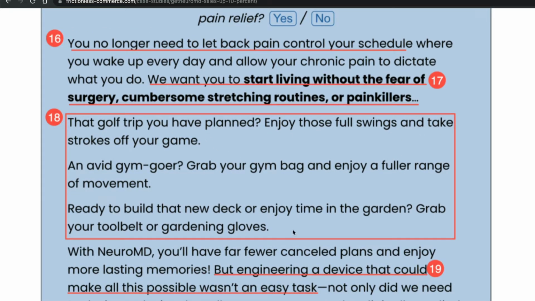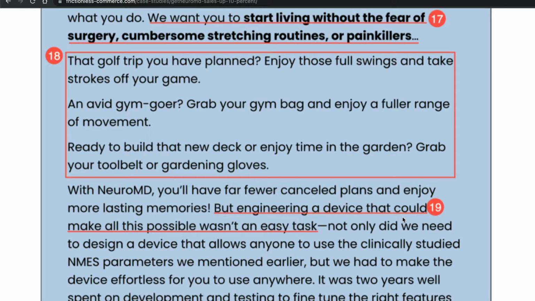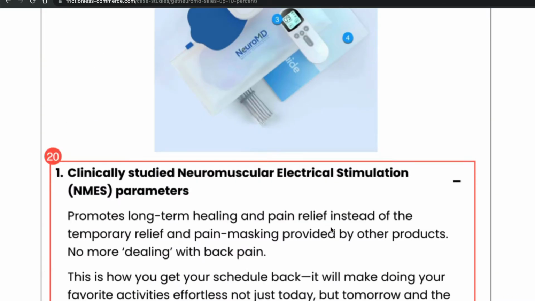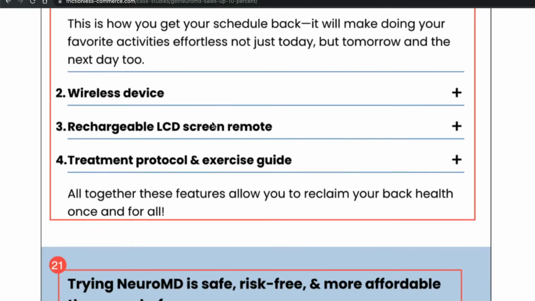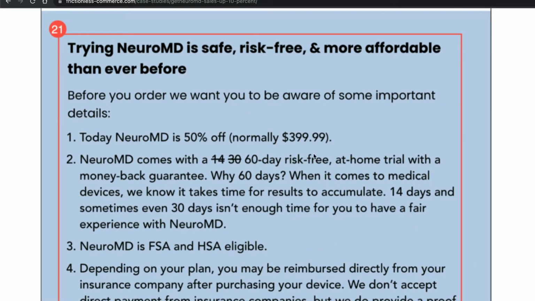Here we're talking about helping the user visualize their life without back pain. We're dramatizing the experience by talking about how we've engineered a device that could make all of this possible. It wasn't an easy task. People really respond to these kinds of story arcs. And then we answer all of their questions over here. There are a couple of other choices over here that I think are important to mention.